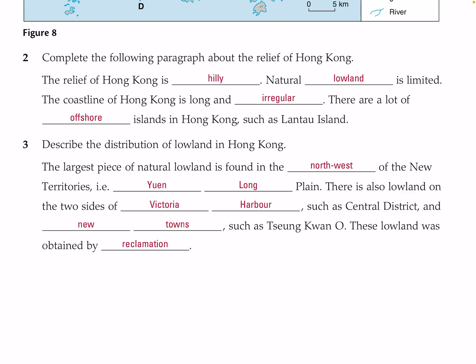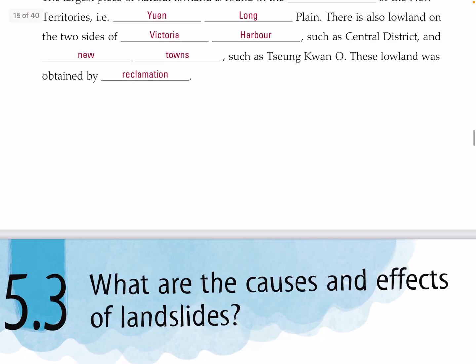Okay, the largest piece of lateral lowland is found in the northwest of the New Territories, which is Yuen Long Plain. There is also lowland on the 2 sides of the Victoria Harbour, such as Central District, and new towns such as Tseung Kwan O. This kind of lowland was obtained by reclamation.